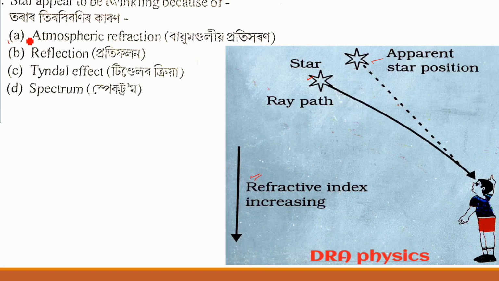Why? Because stars appear to twinkle because of atmospheric refraction. As starlight enters Earth's atmosphere, it passes through layers of different temperatures and densities, isn't it? When this starlight enters the Earth's atmosphere, it passes through layers of different temperatures and densities, which causes the light to refract multiple times. The refractive index of the atmosphere changes over time due to different layers. So this refractive index changes, and as such, we see the star twinkling.